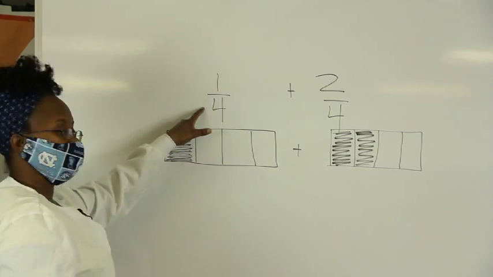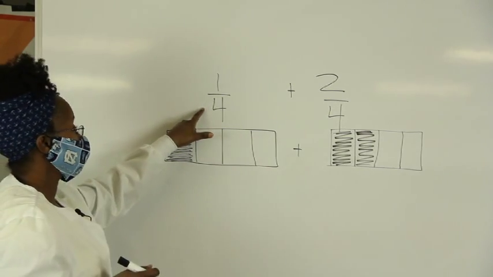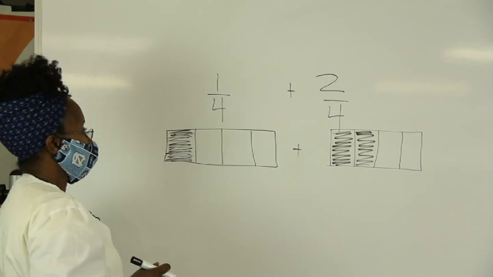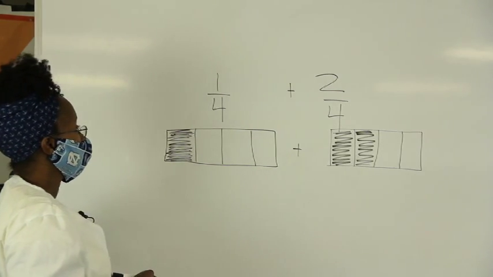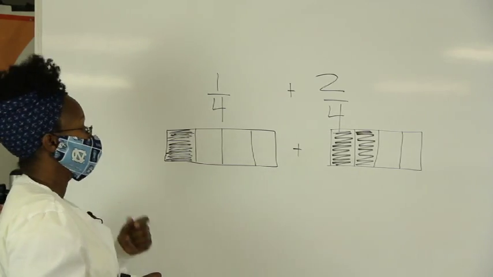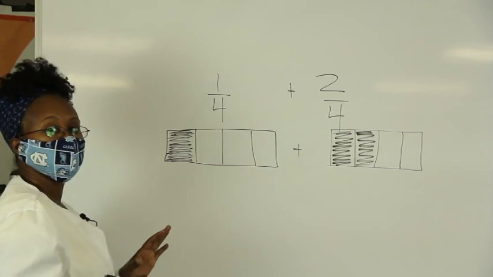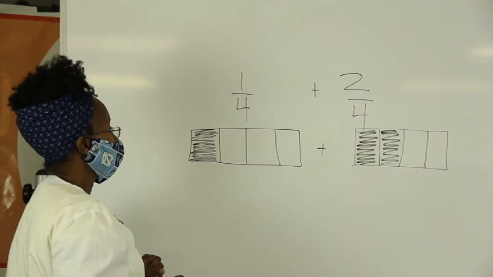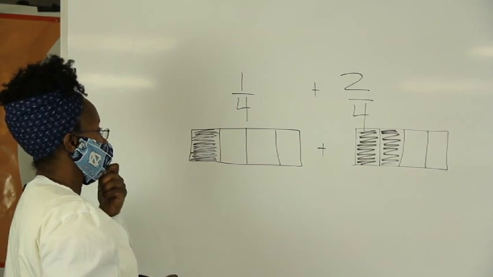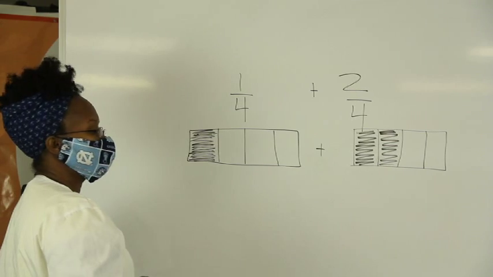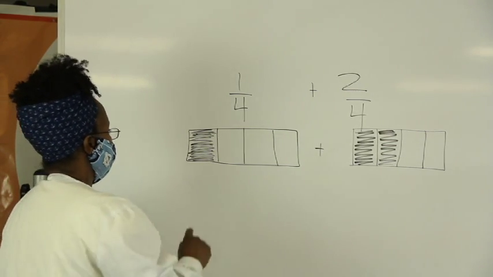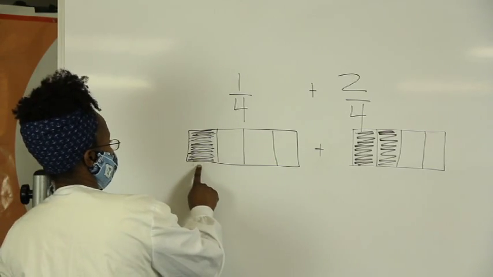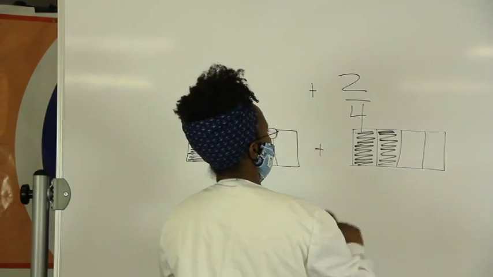The denominators, as you can see, are the same in both of these fractions. That's great. That makes it a lot easier. So for now, we're only going to add fractions that have the same denominator. So if we count up all of the shaded boxes, we will have our answer, which will be shaded boxes are 1, 2, 3.